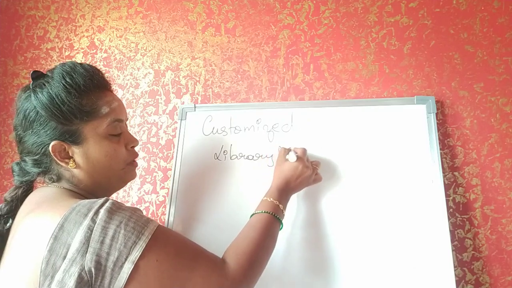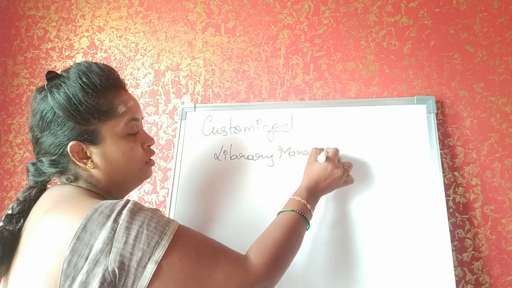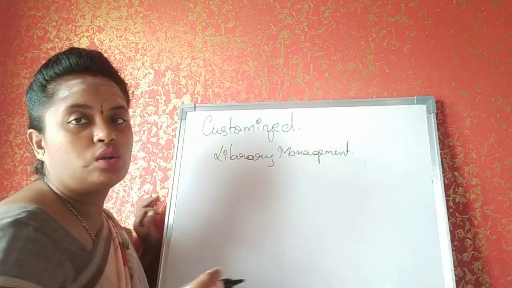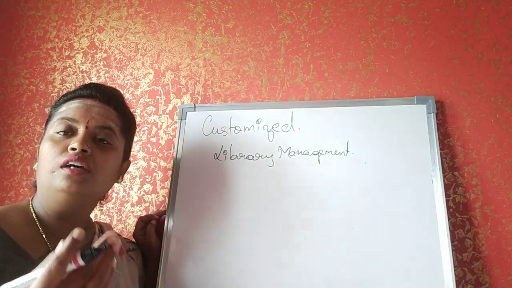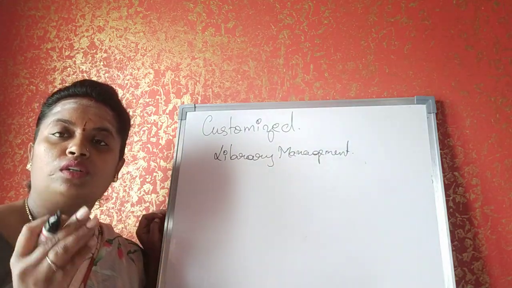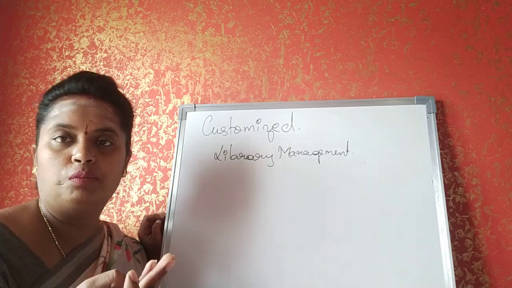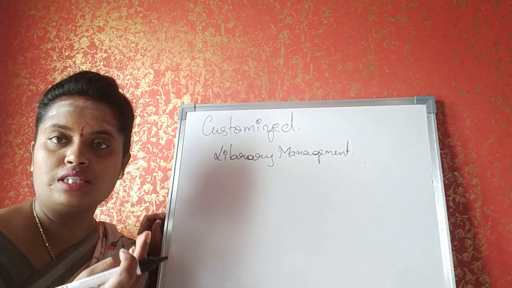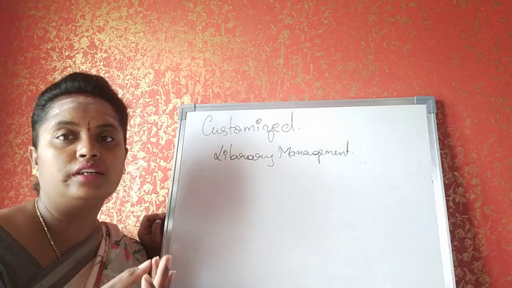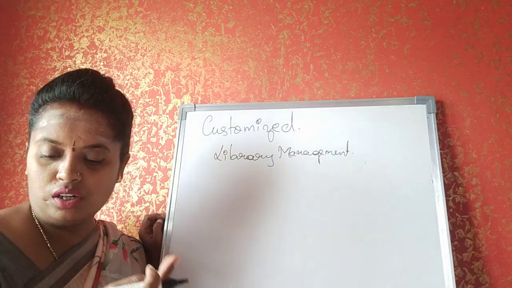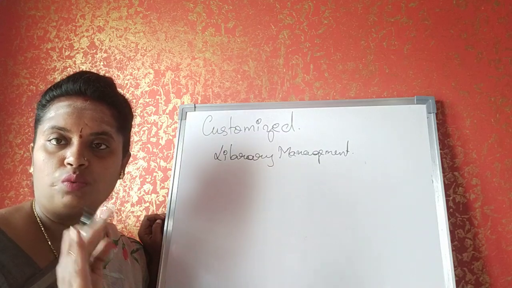Library management. So what does library management do? What do you do when you go to the library? You check for the book. You return the book, or you take the book. Yes, issue date and return date. Yes, signature of the authorized person. This is what is done.